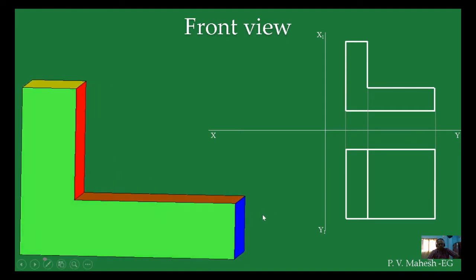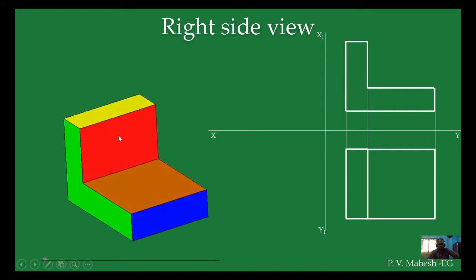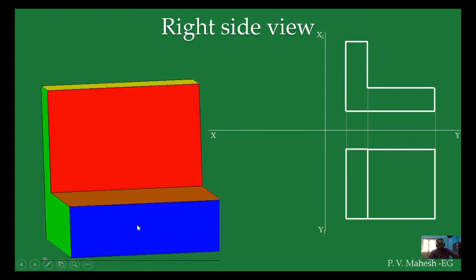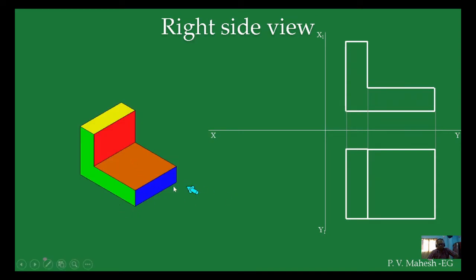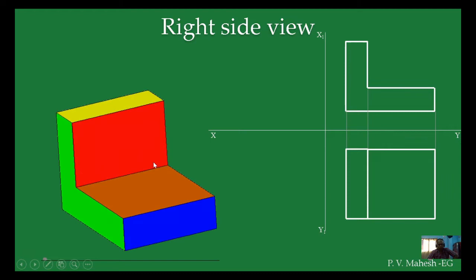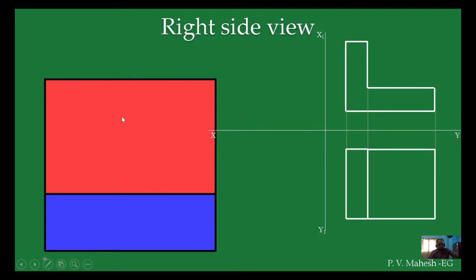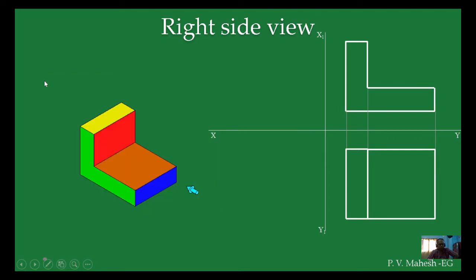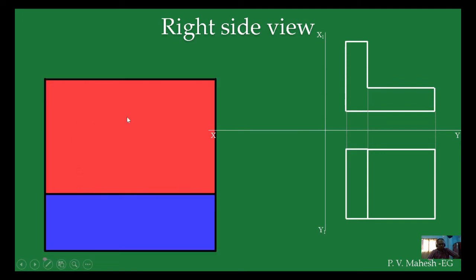Now we will see the right side view. In the right side view, we see only the red color one and the blue color one. Again you can observe, this is the right side, and this face and this face will be visible, and all the lines perpendicular to these faces get collapsed into one point. So this line becomes a point, this line becomes a point, all these lines perpendicular to these faces become points. So how do we draw this?